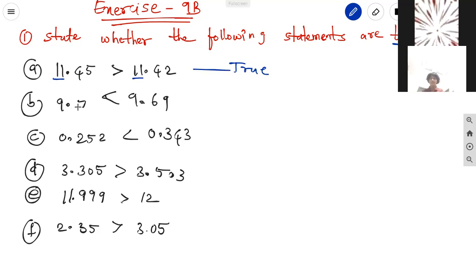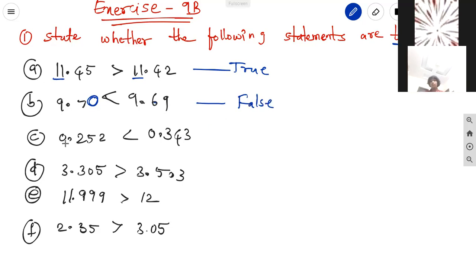Next, second question, 9.7 and 9.69. 2 digits are there, make into like decimal. Put 0 after 7, then it converts into like decimal. Next whole part 9, 9 same. 10th digit here is 7, here 6. 7 is greater, but they have given 6 is greater, so it's false.